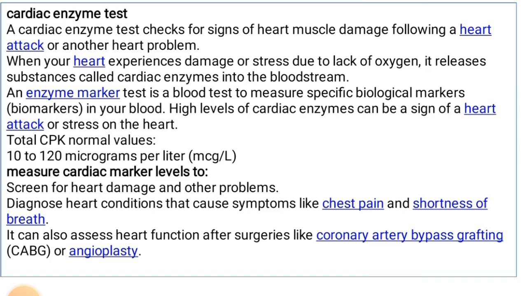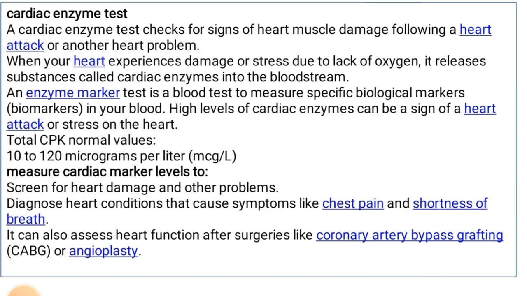So that particular CPK, that is creatine phosphokinase, is the cardiac enzyme which is present at a higher level in the blood if the person has heart damage. So what is the normal level of that CPK enzyme? Normally 10 to 120 micrograms per liter. This is the normal level of that enzyme present in a healthy person.